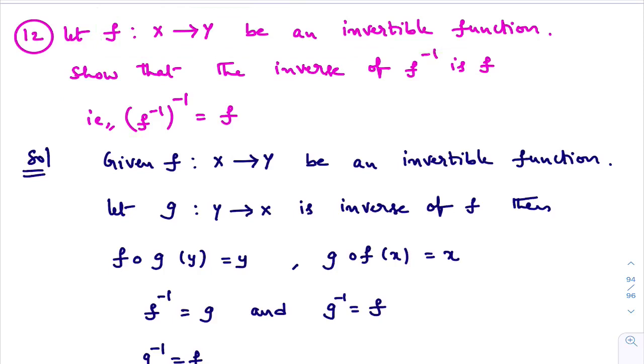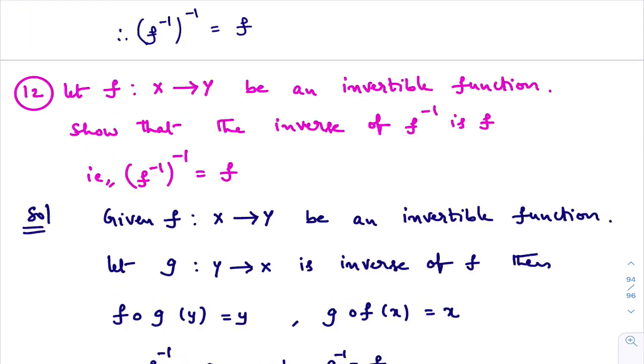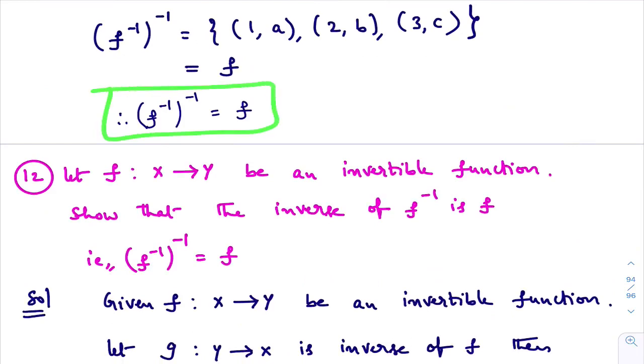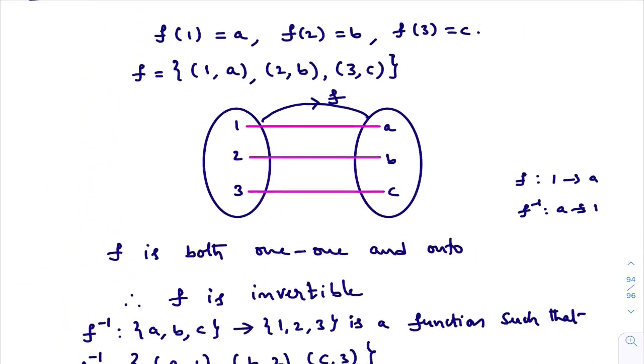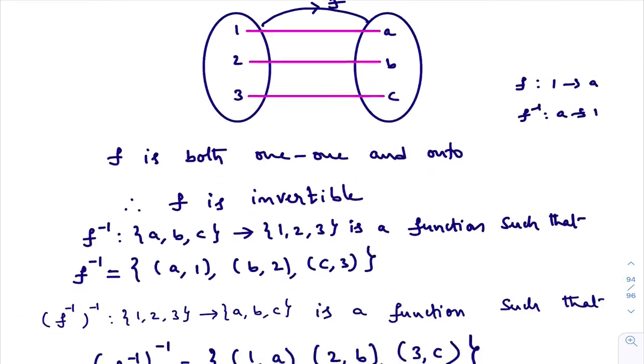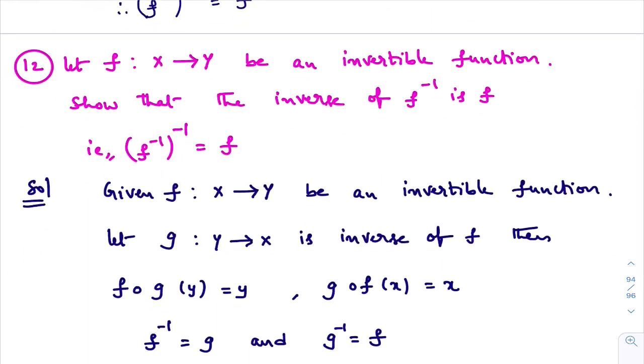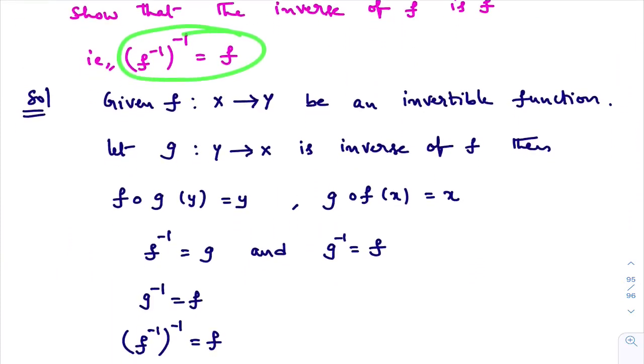This problem and the earlier problem, the 11th problem, both are same only. See, in this also we are showing f inverse whole inverse equal to f. But there they mention f is from where to where, how the function is defined, all the information is given. But here that information is not given. They are just saying f is an invertible function. You show that f inverse whole inverse is f.